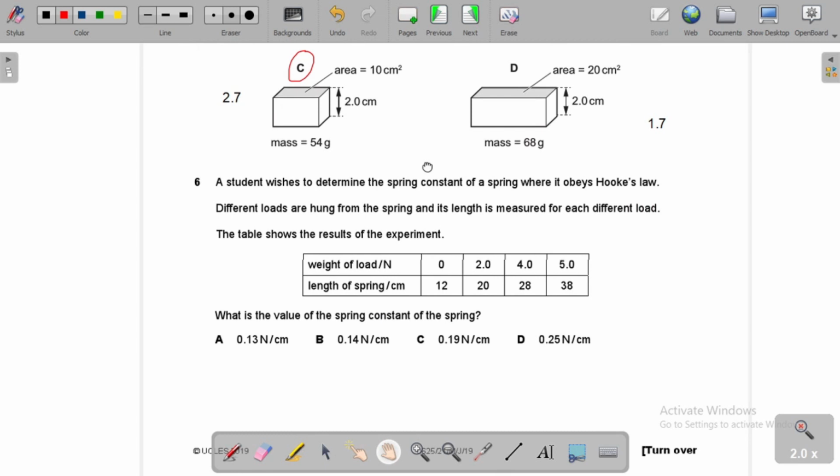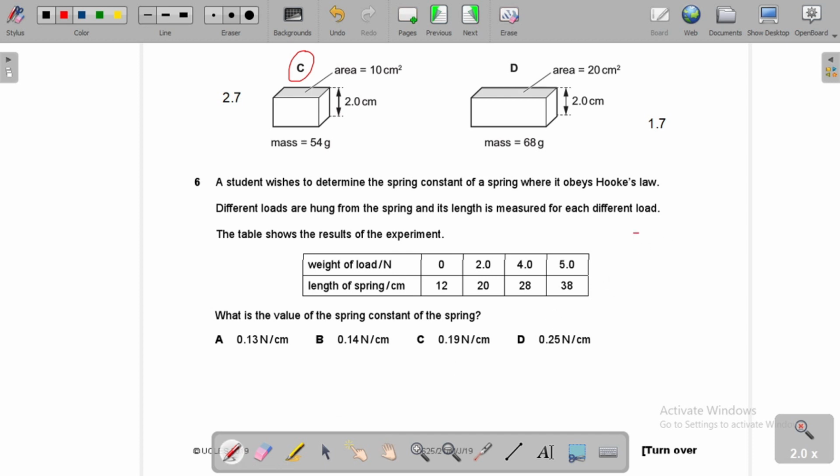Next question, that's number 6. A student wishes to determine the spring constant of a wire where it obeys Hooke's law. Different loads are hung from the spring and its length is measured for each different load. The table shows the results of the experiment. So let's look at it. The student wishes to determine the spring constants.